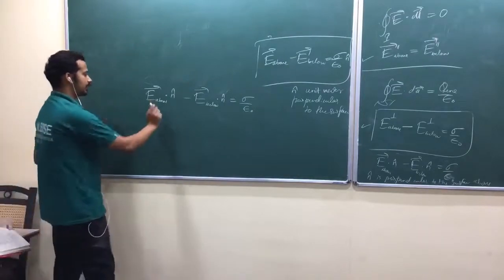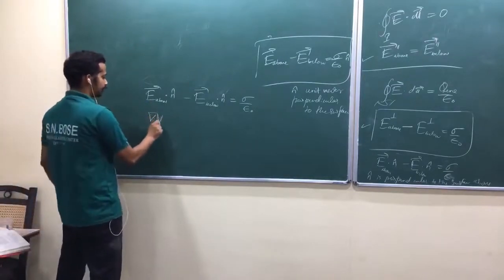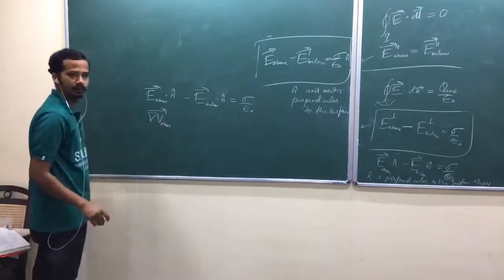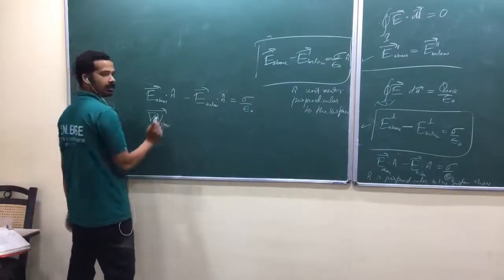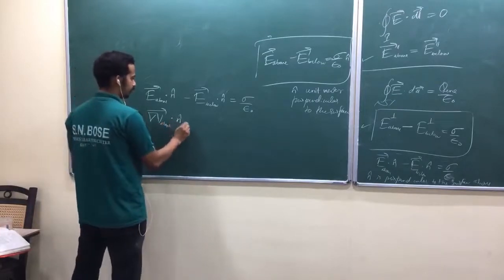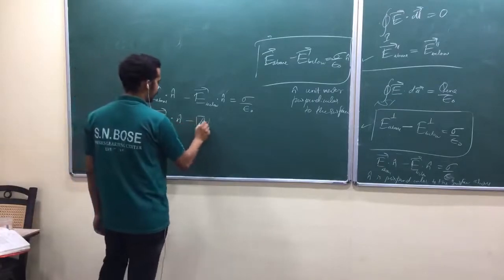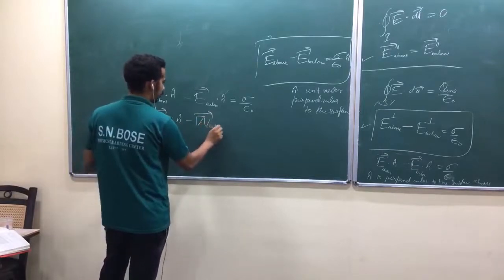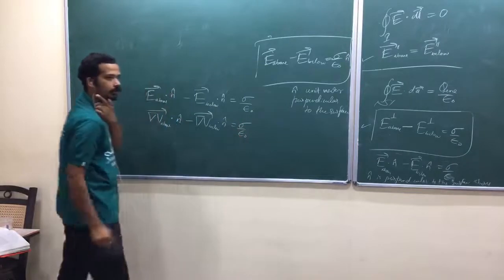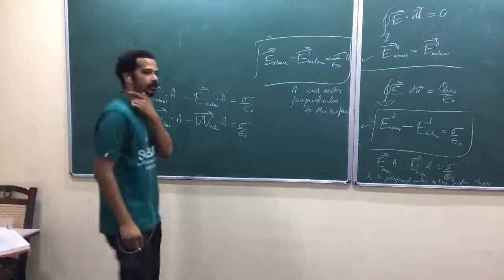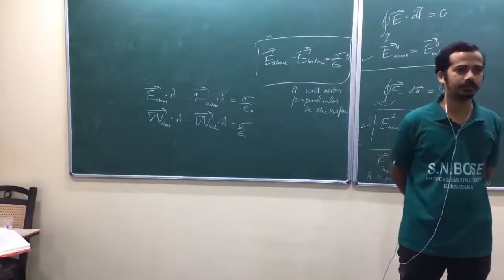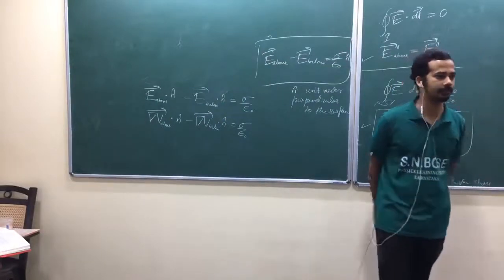Now, can I write E above as minus del V above? Gradient of the potential above dot n cap minus gradient of V below dot n cap. What is this one? Gradient dot product with some particular direction, a unit vector in that particular direction. That is the directional derivative.